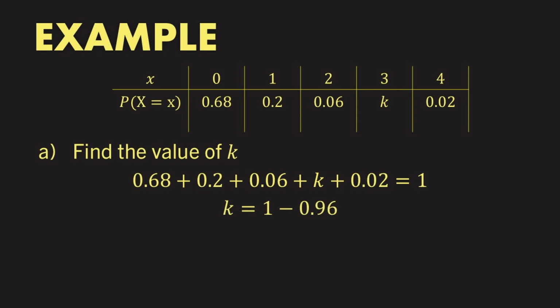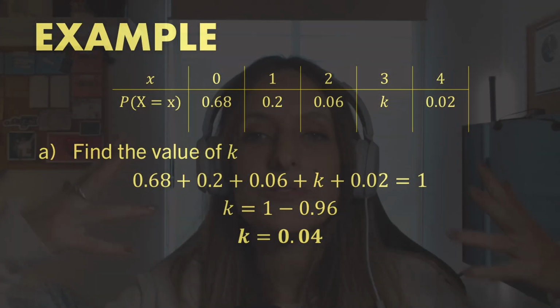In this case, we know that k is going to be 1 minus 0.96, so k equals 0.04. If we go back to the context of the question, this means that the probability of a car needing 3 tires replaced is 0.04. 4% of the cars that passed through that checkpoint need 3 of the tires replaced.